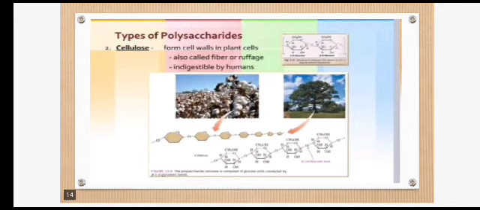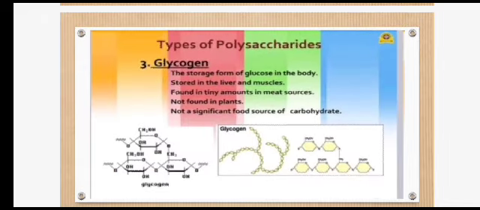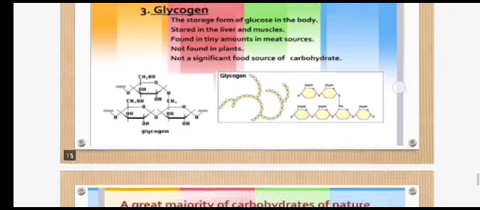Another type of polysaccharide is cellulose. It forms the cell wall in plant cells, and is also called fiber or roughage. It is indigestible by humans because humans lack the cellulase enzyme for it. Glycogen is the storage form of glucose in the body, stored in the liver and muscle, and found in tiny amounts in meat sources. It is not found in plants and is not a significant food source of carbohydrate.